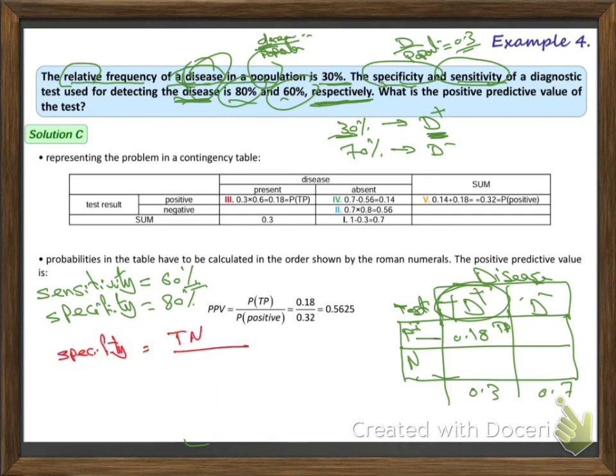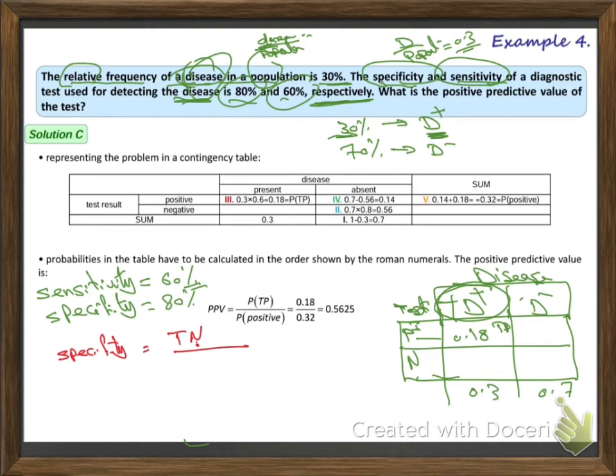So specificity will be the true negative divided by, because this is specificity, not sensitivity. A negative is already considered. What about the true negative? True negative means that it is negative and I don't have the disease also. True means it is negative and I don't have the disease. So this will be the true negative, okay.